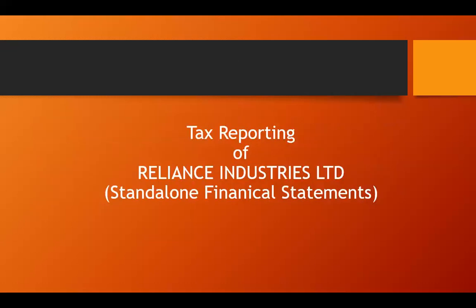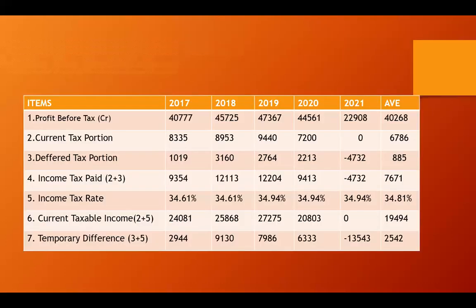This is called the dual reporting regime. This is one issue. We take one example case study of tax reporting in the Reliance Industries Limited financial statement. Suppose you take this picture, the figures related to 2017. Profit before tax: Reliance Industries are now making more profit. In 2017, 40,777 crores. This is PBT. You see, look at the profit figure. Average figure is 40,268.